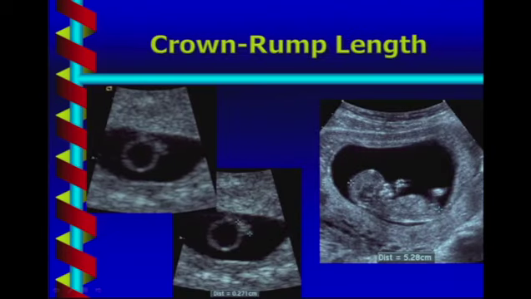What about the crown rump length? Here we're seeing in very early pregnancy, there's the gestational sac, a little round yolk sac, and there's an embryo. We know it's an embryo with a heartbeat, and we're measuring it at about 2.7 millimeters. That's a measurement early in the first trimester. In the late first trimester, you can actually see the different fetal body parts, and you're measuring from the top of the head, or the crown, to the bottom of the fetus, or the rump. So it's the length of the fetus without the lower extremities.